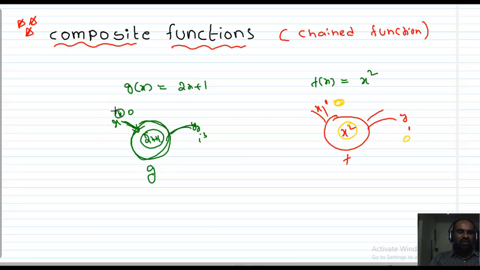But same input here, that same 1, output is 1. In this one, 1, output is 3. Why? Because the rules are different. Okay, this machine is working under this rule, this machine is working under this rule. Okay. Now composite function means we want to mix these two machines. We want to connect these two machines. This is input, this is output. Now, this output is connected as input.